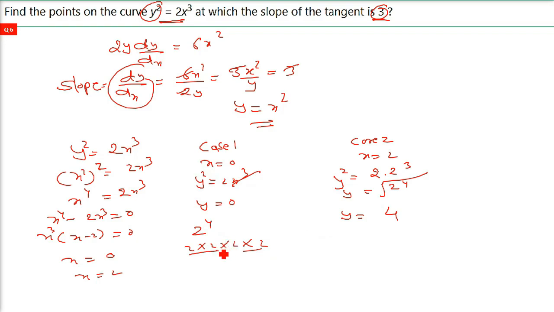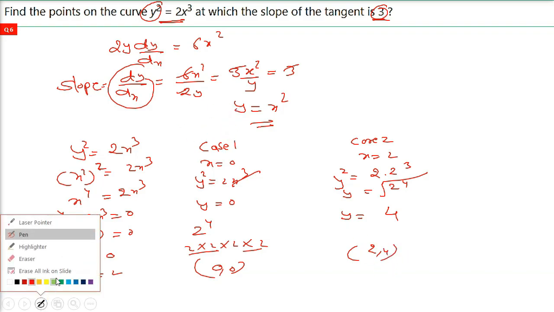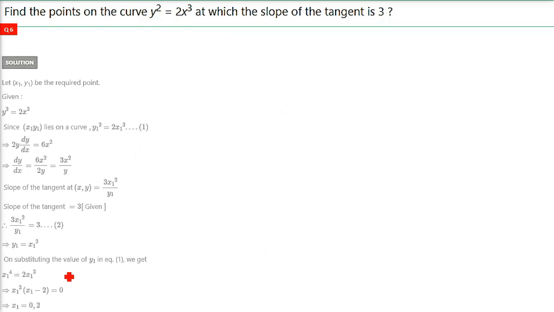So these are the points. Let me tell you the points. Case 1 we got 0 and 0. Case 2 we got 2 and 4. These are the coordinate points. So this is the logic, this is the explanation, and the writing material is in front of you.